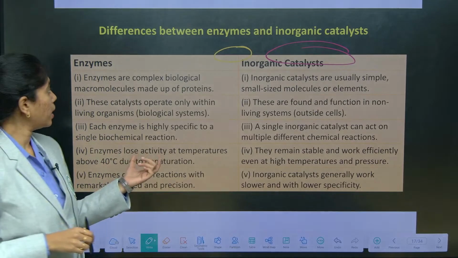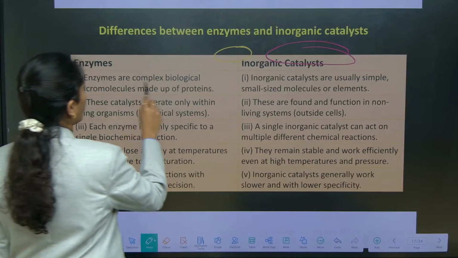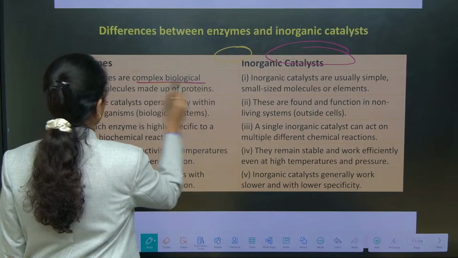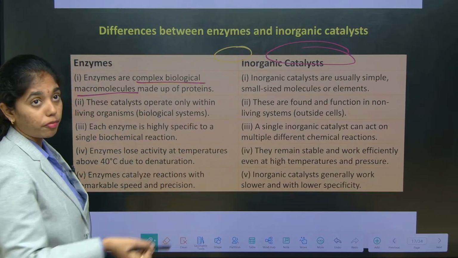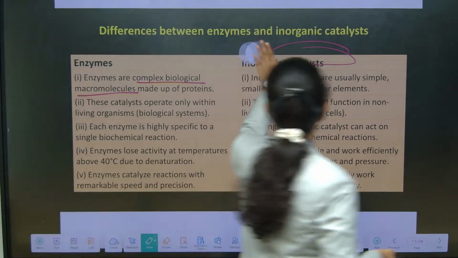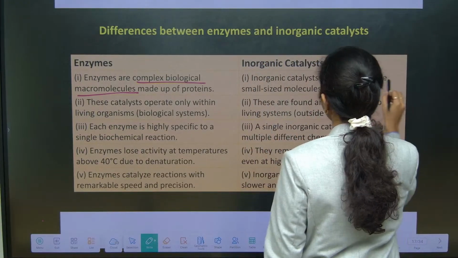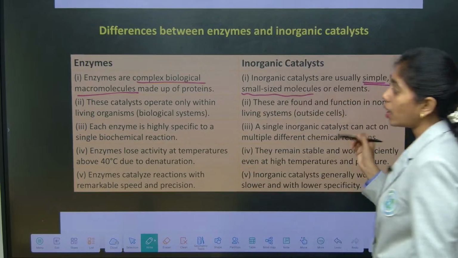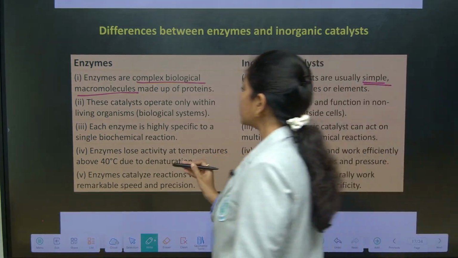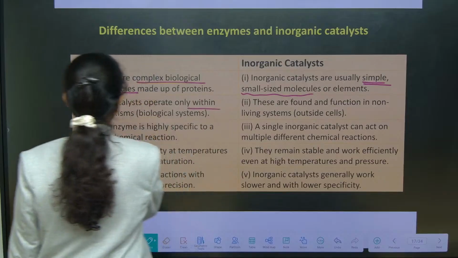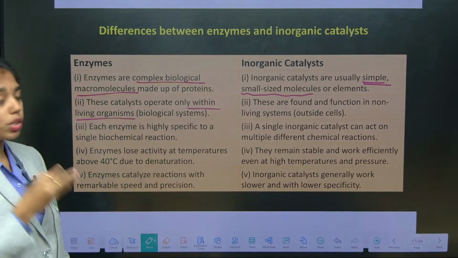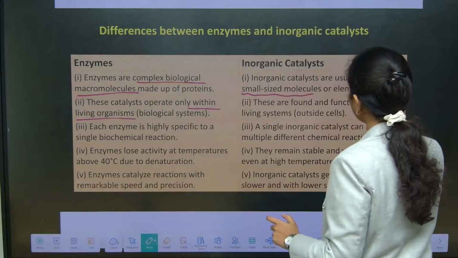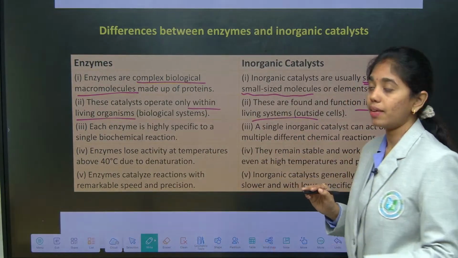If you see here keenly, enzymes are what? Complex biological macromolecules which are made up of proteins. Inorganic catalysts are usually simple or small-sized molecules or elements. Enzymes operate within living organisms only, that is within living systems. Inorganic catalysts are found and function in non-living systems, that is outside the living cell.